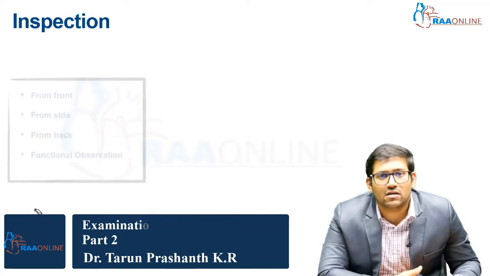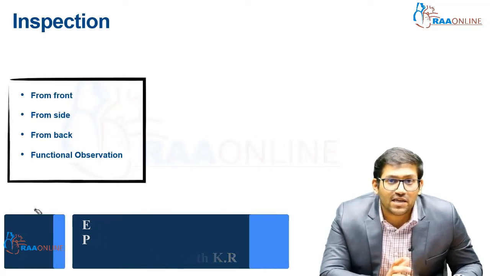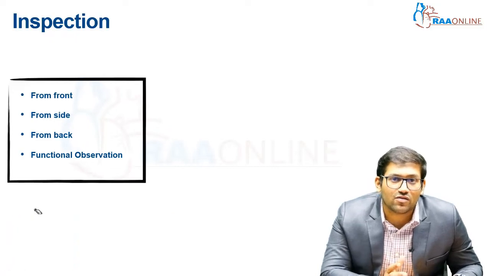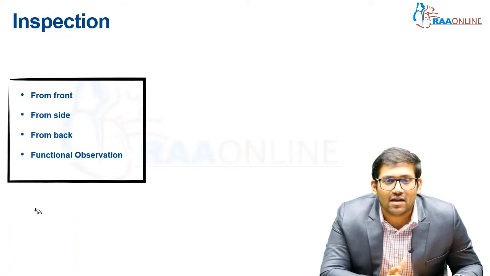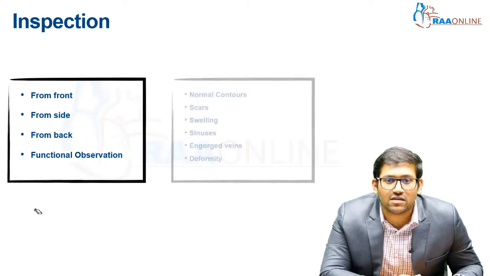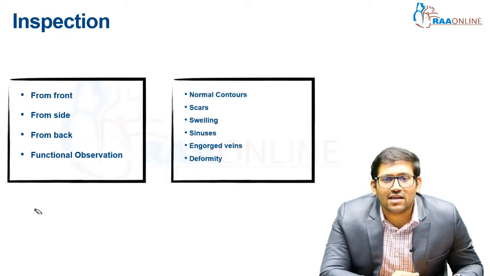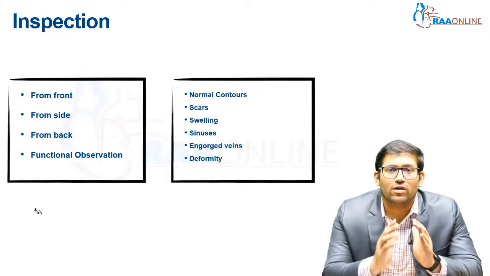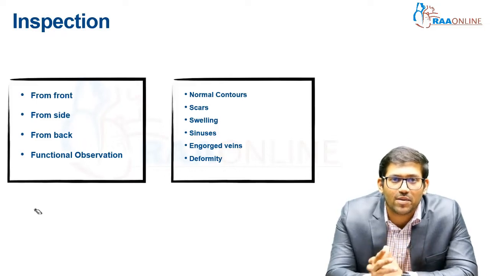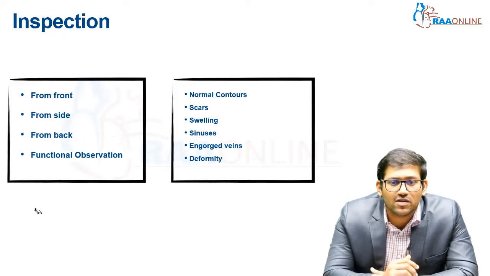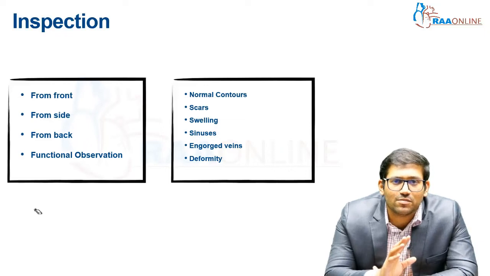Inspecting the patient. Inspection of a patient starts from the front, then from the side, the back, and functional observation. What are the things that you need to look for when you look from the front, from the side, from the back, and on functional observation?